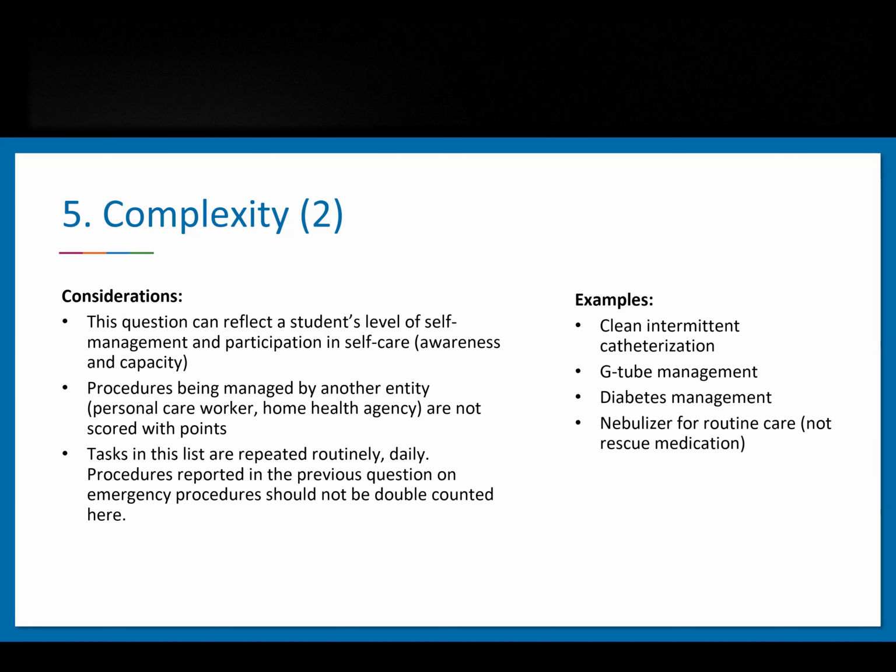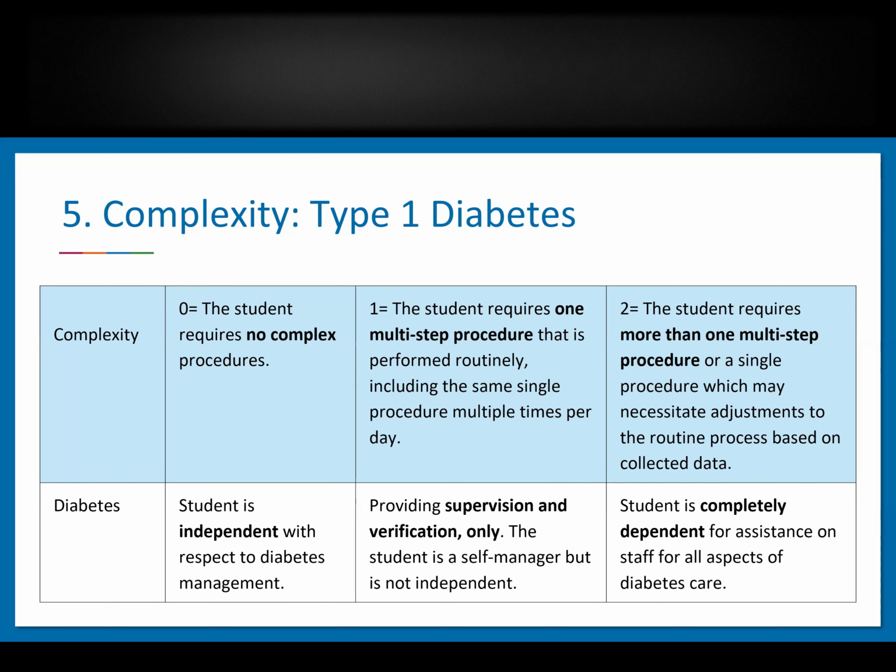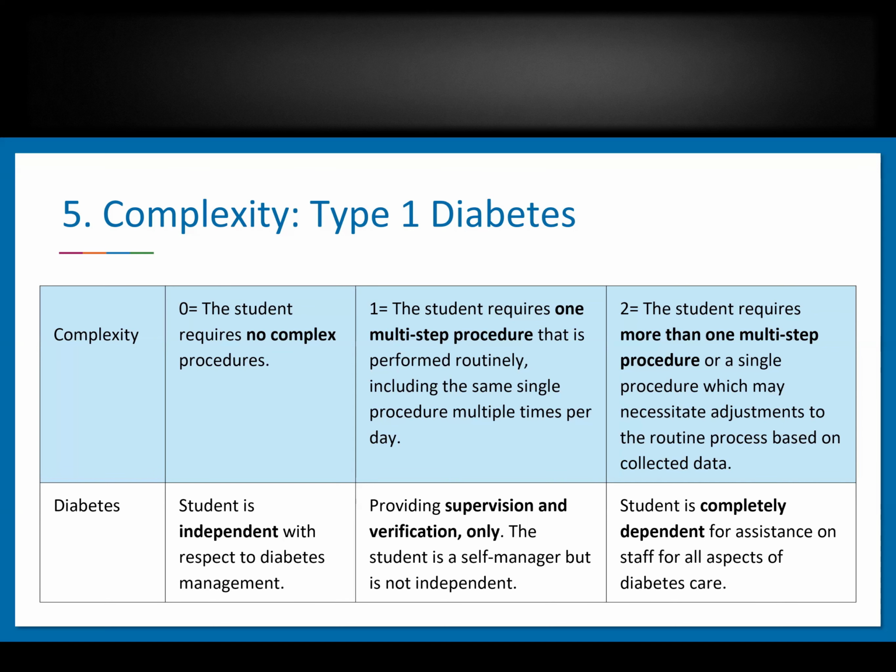Examples. The nurse might score this criteria for a student with type 1 diabetes. If the student is independent with respect to the management, the score would be a 0. However, if the nurse or delegee is providing supervision and verification only because the student is a self-manager but is not completely independent, the score would be a 1. If the student is completely dependent for assistance on staff for all aspects of diabetes care, the score would be a 2.